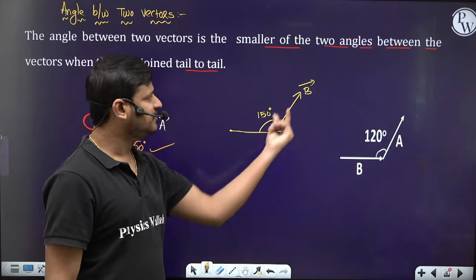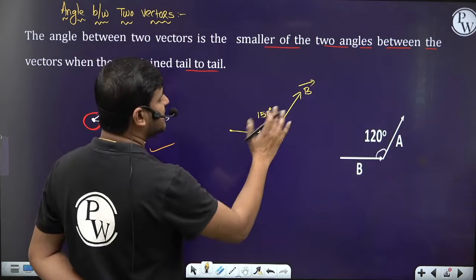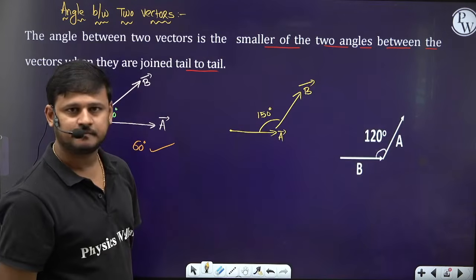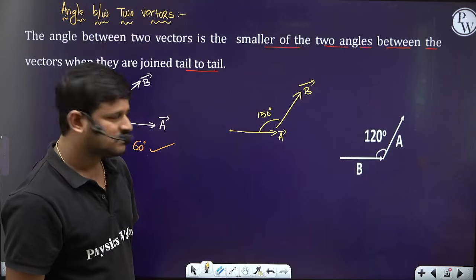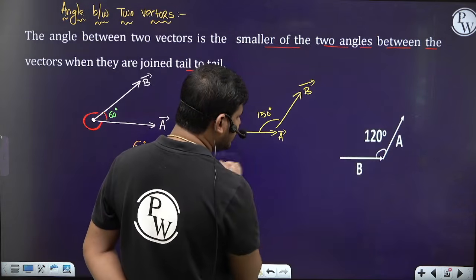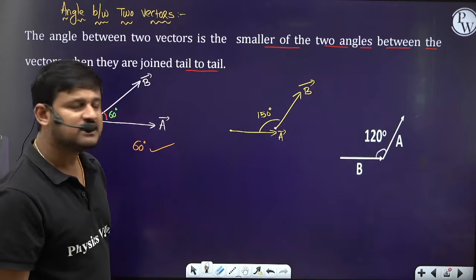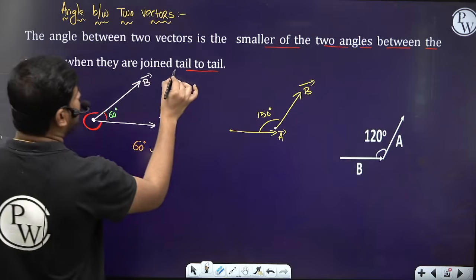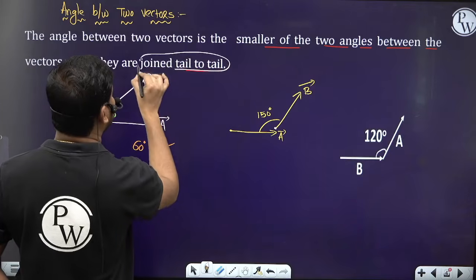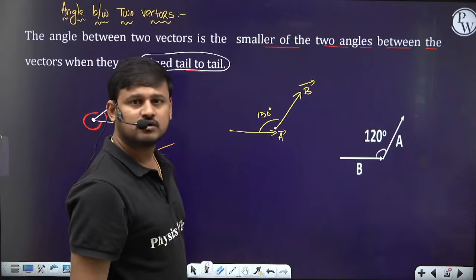Find the angle between A and B. So don't directly say that the angle between A and B is 150. No. Why? Because see here, the vector A head is connected to the vector B tail. So to measure the angle, what's the condition? The two vectors must be connected tail to tail. So your tail to tail is not there.